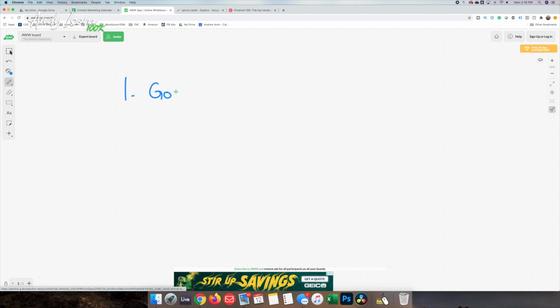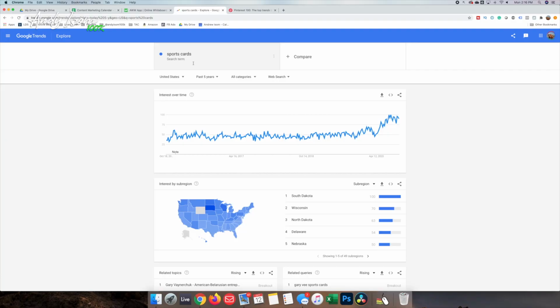The first thing that you can look at is Google Trends. You can look for things that are potentially trending and think about what types of products you could create or what type of brands you could create around that. Now, for example, I just searched here in Google Trends sports cards because I just know as of right now, that's a topic that's definitely trending.